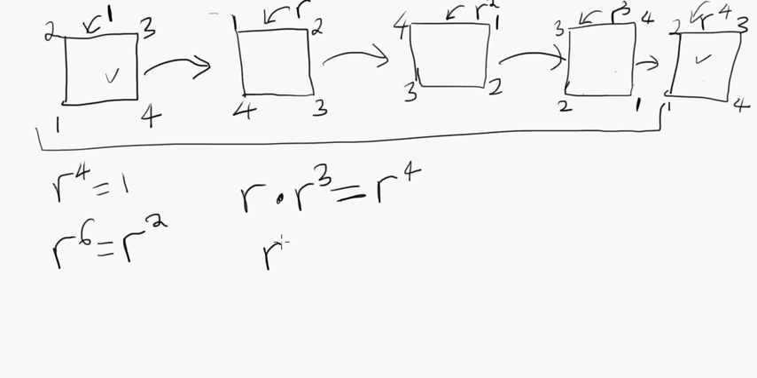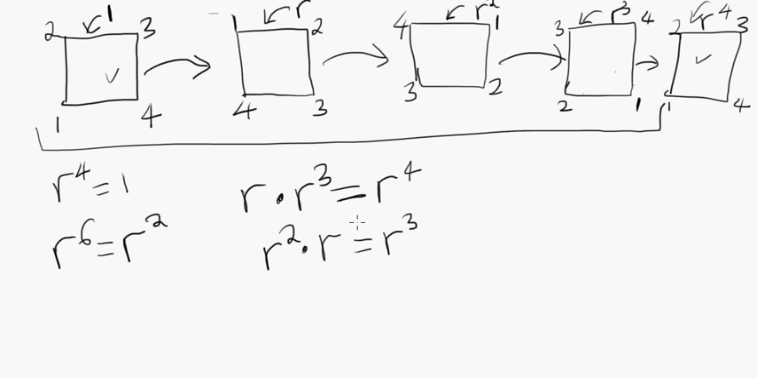Let's try one more. Maybe R squared times R. I rotate once, and then after that I rotate twice. So this is kind of like rotating 3 times, R cubed.